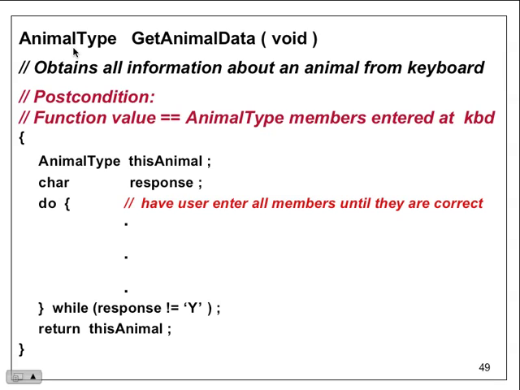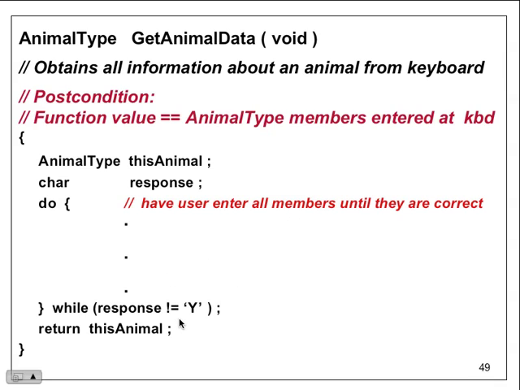So this obtains all the information about the animal type from the keyboard. So we're getting it from the keyboard and putting it in, which means we're not passing anything to the function. We're just saying, get the data. So we have a prompt that's going to say something, and then we're going to say animal type, this animal, character, response, and then have the user enter all the data members until you're done.